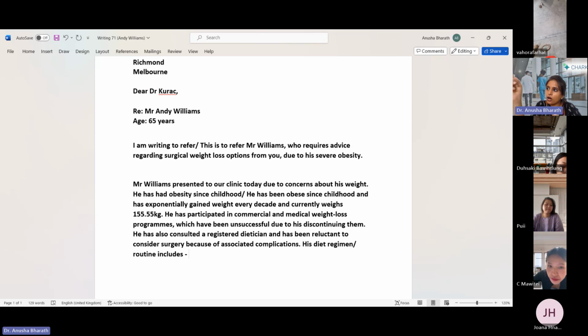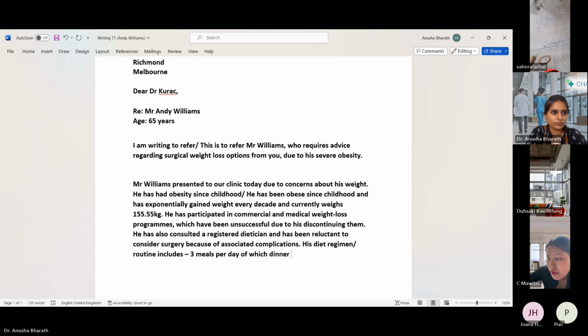His diet regimen, or you're either going to say regimen or routine. His diet regimen or diet routine includes what? 3 meals per day, of which what? Of which dinner is the largest meal of the day. Understood. So limited fast food consumption.